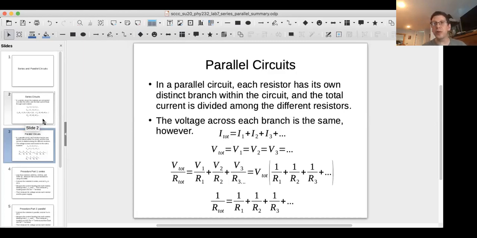So it becomes V total times 1 over R1 plus 1 over R2 plus 1 over R3 and so on. So the total or equivalent resistance in the parallel segment of the circuit follows an inverse sum relationship: 1 over R total is equal to 1 over R1 plus 1 over R2 plus 1 over R3 and so on. One of the consequences of this is that the total resistance is actually less than any of the individual resistances involved. And that's something that you should be able to observe.